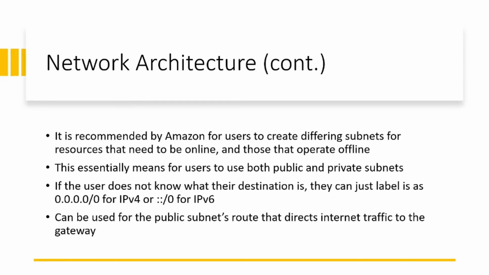But if the user does not know what their destination is, they can just label it as 0.0.0.0/0 for IPv4 or ::/0 for IPv6. This can be used for the public subnet's route that directs internet traffic to the gateway. What that means is, if you have a public facing one and it wants to communicate with the private facing one, you're going to throw an internet gateway in the middle of that, which is basically like a NAT, and then it has certain addresses that are let through, so not everyone can access it. Only within your instance can the addresses access it.